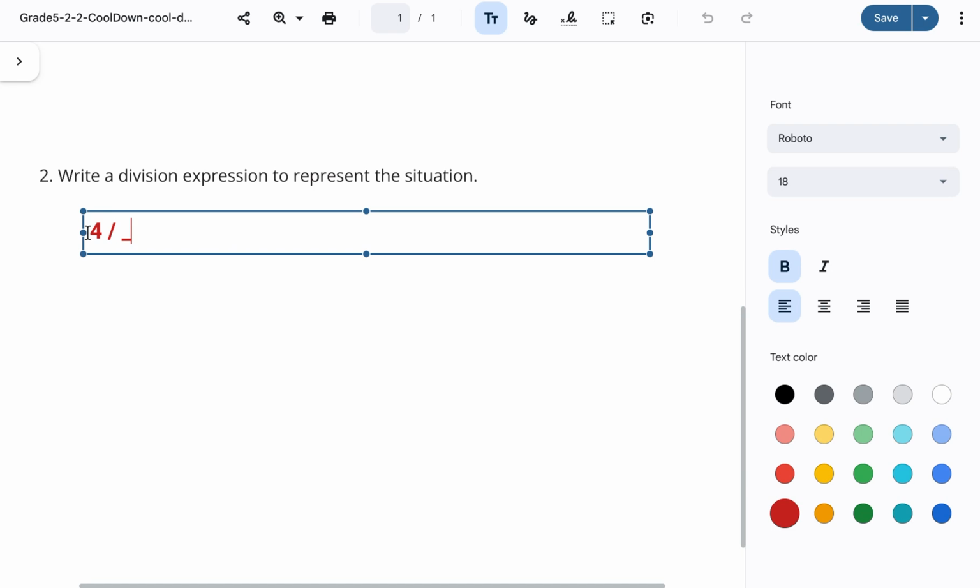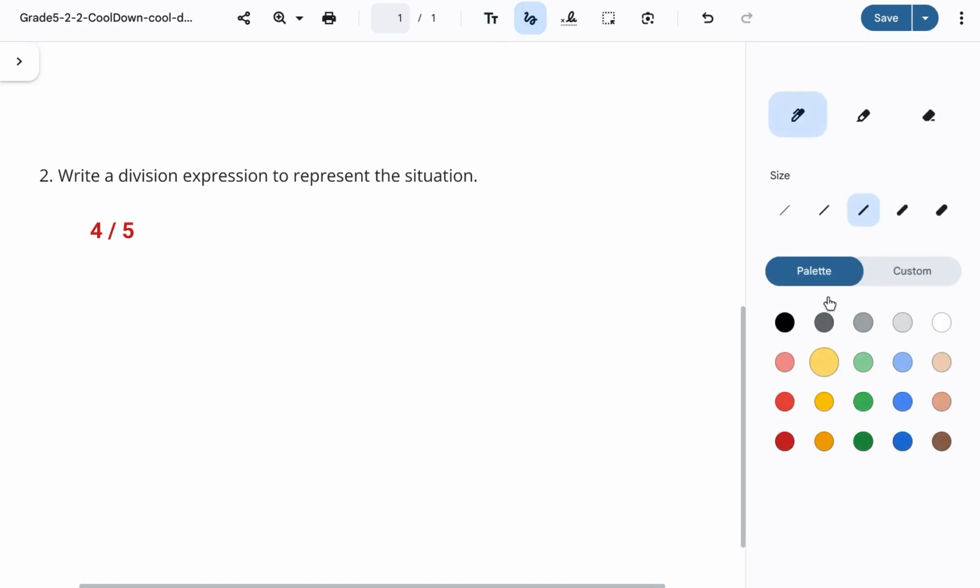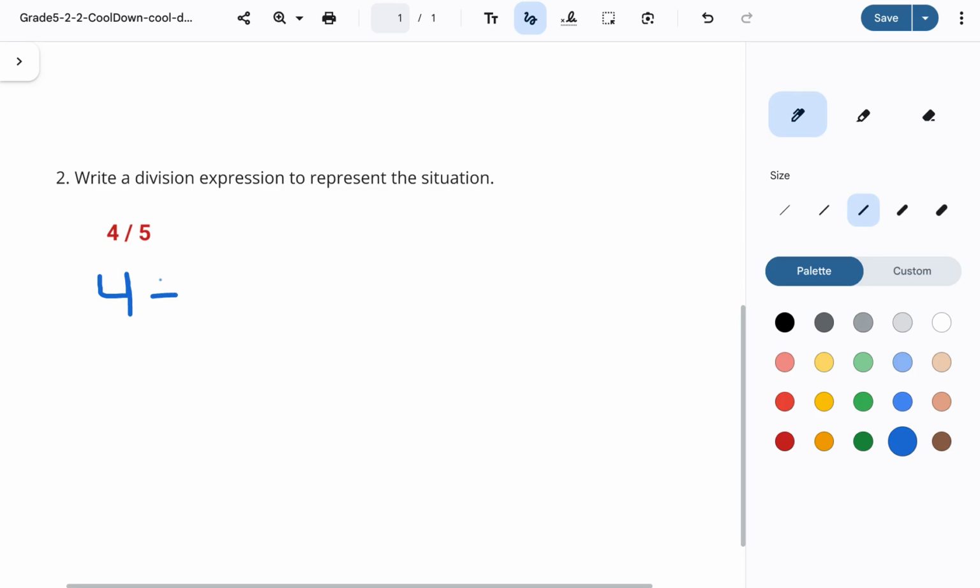Now, the second number in our division sentence represents the divisor. That is how many the thing is being shared among. It's being shared among 5 friends. So notice, boys and girls, I now have completed number 2. I have written a division expression to represent the situation. Another way that I could do that would be to simply write it with the traditional symbol. Either of these ways represent the exact same thing.